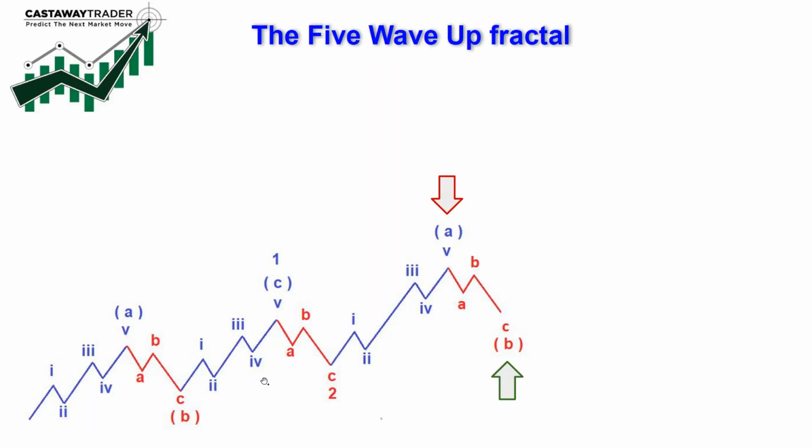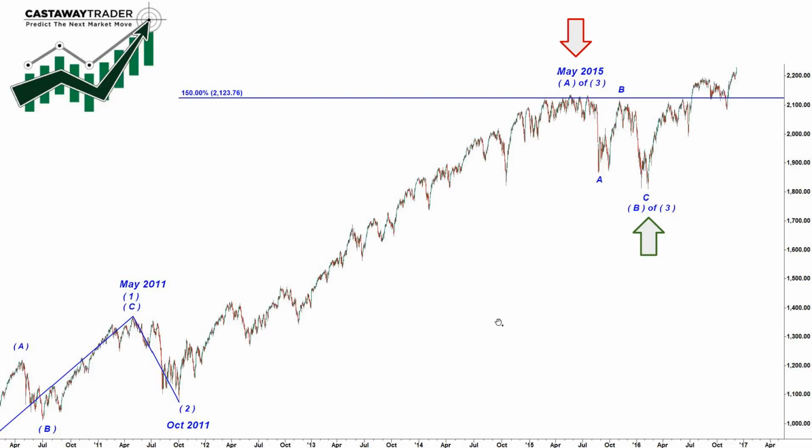Coming back to the model, ABC of 1, corrective 2, and another impulsive rally, which we count as wave A of 3, followed by a corrective structure ABC down, B of 3. And this is how it looked in the S&P 500.